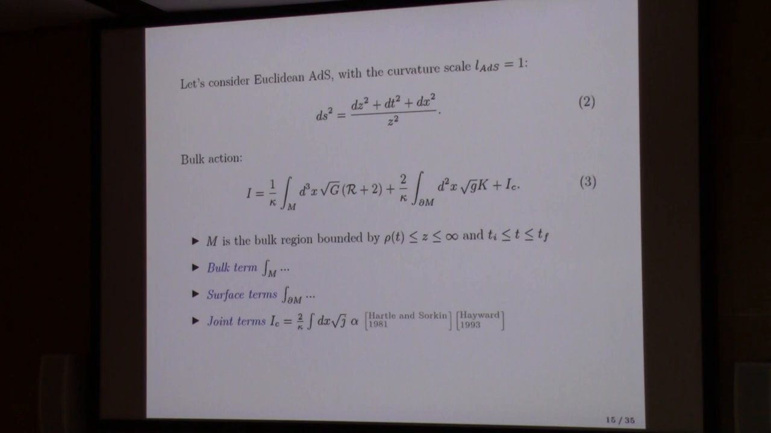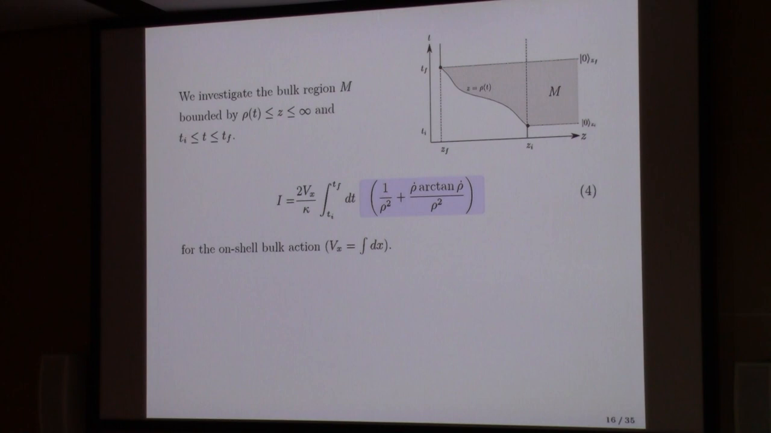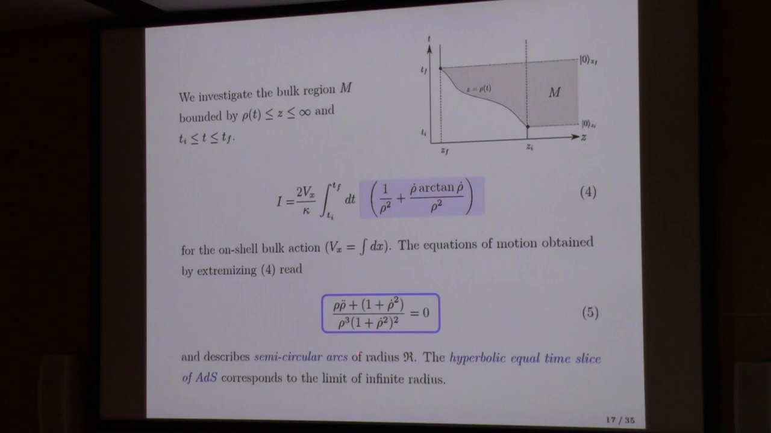Again, this is the line element for the Euclidean AdS. We write down the bulk action for the gravitational theory. We have the Einstein-Hilbert term, the cosmological constant, surface terms of Gibbons-Hawking type, and there are certain joint terms where surfaces of a different type come together. So again, this is a sketch of what we're doing. If you evaluate everything as a functional of this function rho of t, you get this value for the action, and now you extremize, and you get equations of motion that take this form. And you can solve them. Interestingly, the solutions are semicircular arcs of a certain radius, r. And this hyperbolic equal time slice would be obtained in the limit where this radius r goes to infinity.